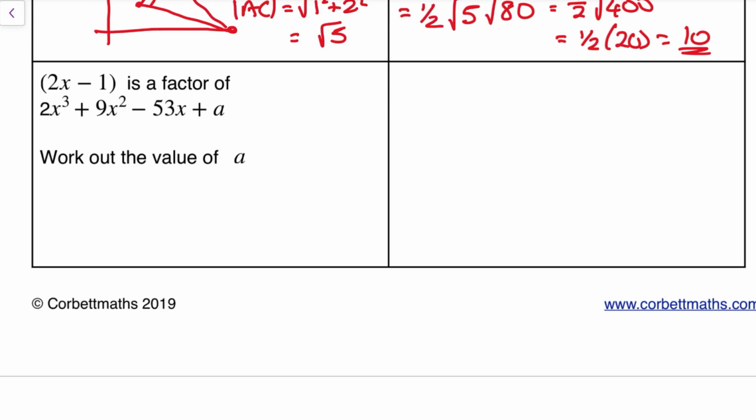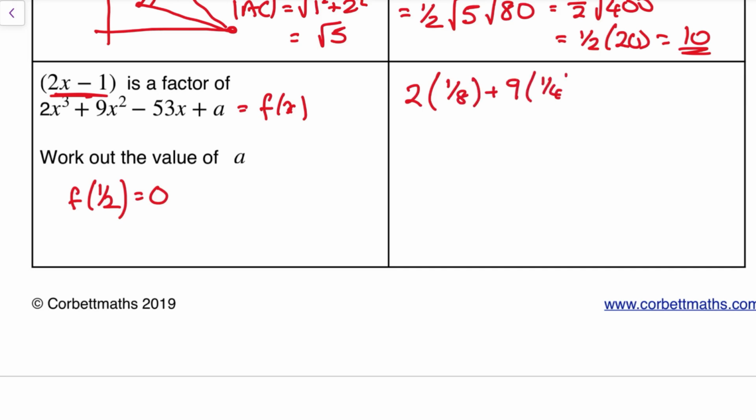Next and final question today. 2x minus 1 is a factor of this thing here. Because it's a factor, I'm going to call this f of x because it makes it easier to say. That means that f of a half, in other words, I solve that bracket to 0, so x equals a half, is equal to 0. So that means 2 times a half cubed, which is an eighth, plus 9 times a half squared, which is a quarter, minus 53 times a half, plus a is equal to 0.